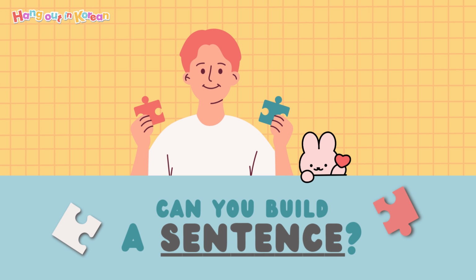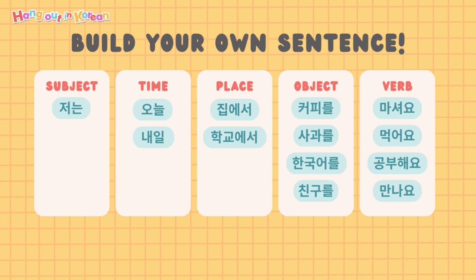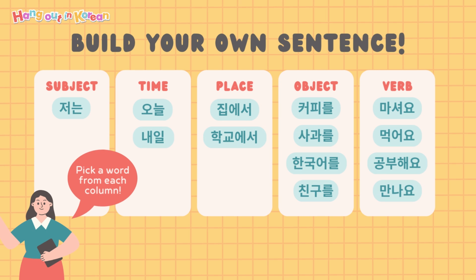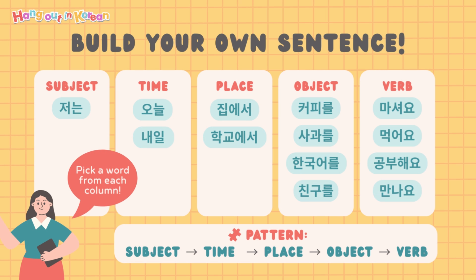Now, can you build a sentence? Now, create one of your own. Pick one word from each column and build a sentence using the same pattern. There isn't just one correct answer, so pause the video and see how many different sentences you can make. The more combinations you try, the more natural Korean word order will begin to feel.